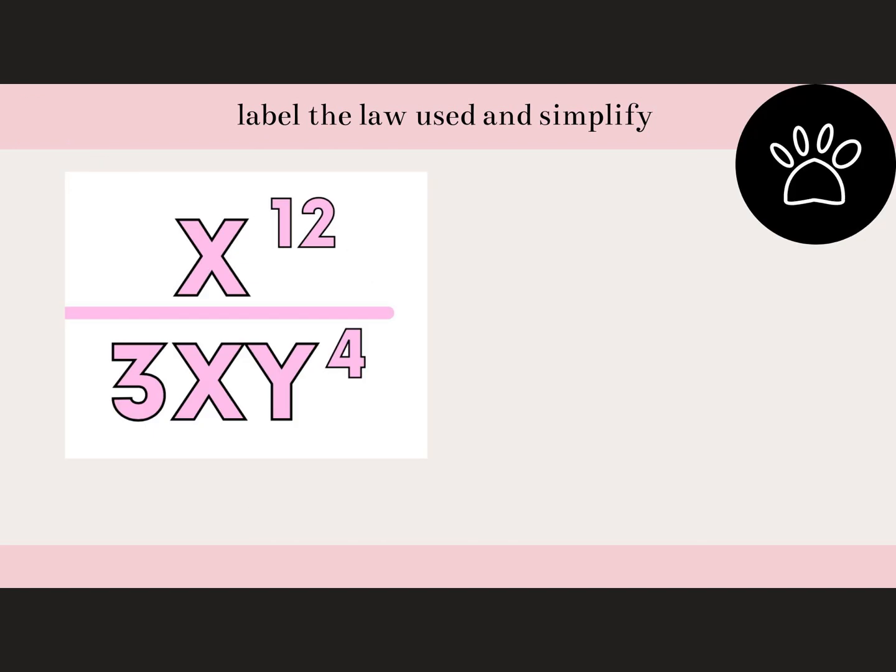Which law are you thinking of using here? Did you say the quotient rule? You're correct. Go ahead and pause the video. Try this on your own. So remember, quotient rule says that if I am dividing same bases, I'm going to subtract the exponents. So here on the numerator, I have x to the 12th power. Denominator, I have x to the 1st. So quotient rule says I am simply going to subtract those exponents. Okay, x to the 12 minus 1 is x to the 11th. So x is going to remain on our numerator.